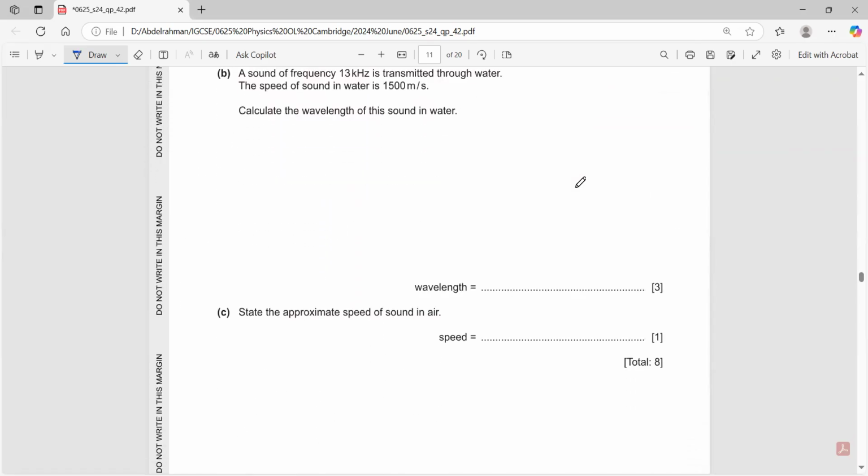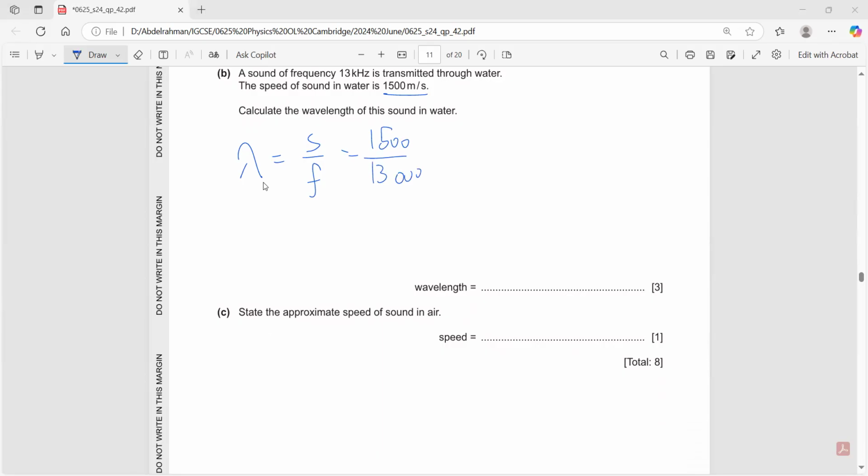Sound of frequency 13 kilohertz is transmitted through water. The speed is 1500. Can I find the wavelength? Yes, I can find the wavelength. Speed equals frequency times wavelength, right? And therefore wavelength would be equal to the speed over frequency. The speed is 1500, but the frequency is 13,000.